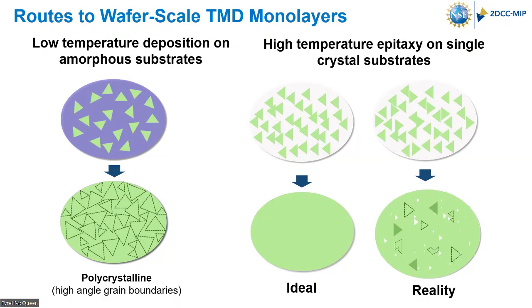The reality of it is, as with any epitaxial process, things aren't perfect, right? So there will be twin boundaries that I'm showing here. These are oppositely oriented domains. When coalescence occurs, there might be some pinholes. You can also start to get a second layer growing on the first layer. So this is sort of the reality.